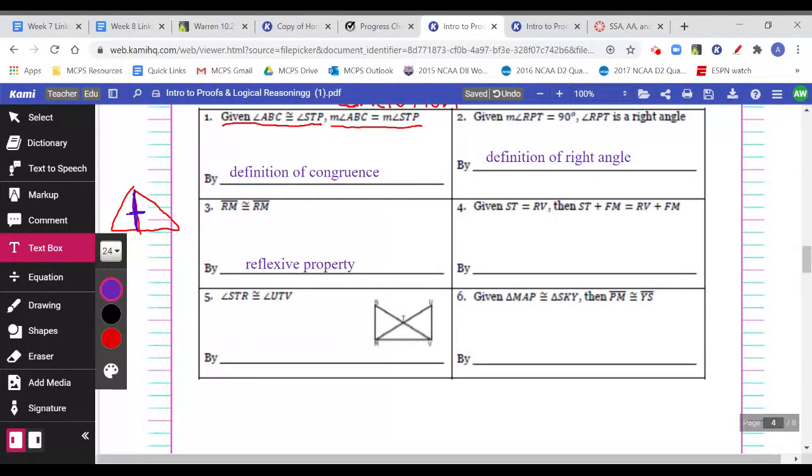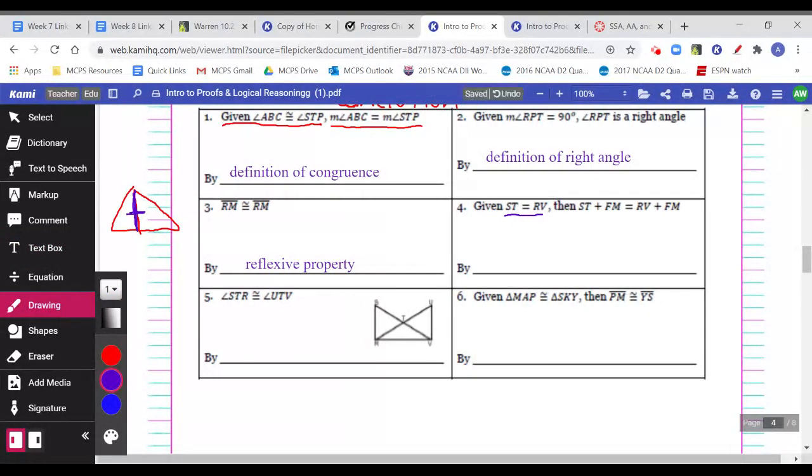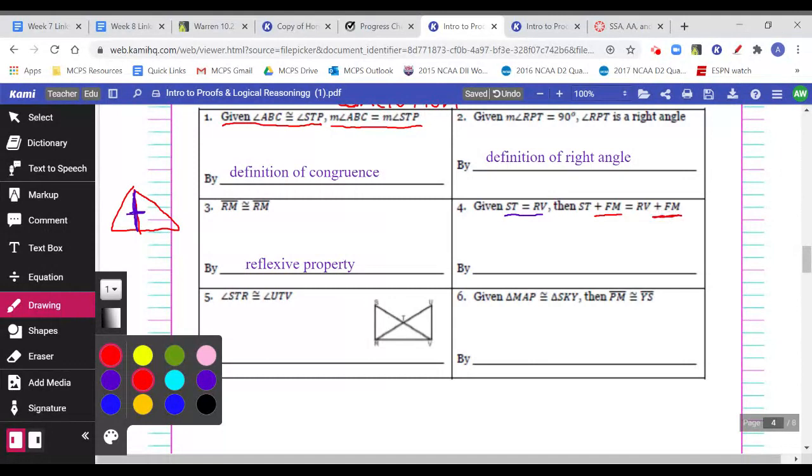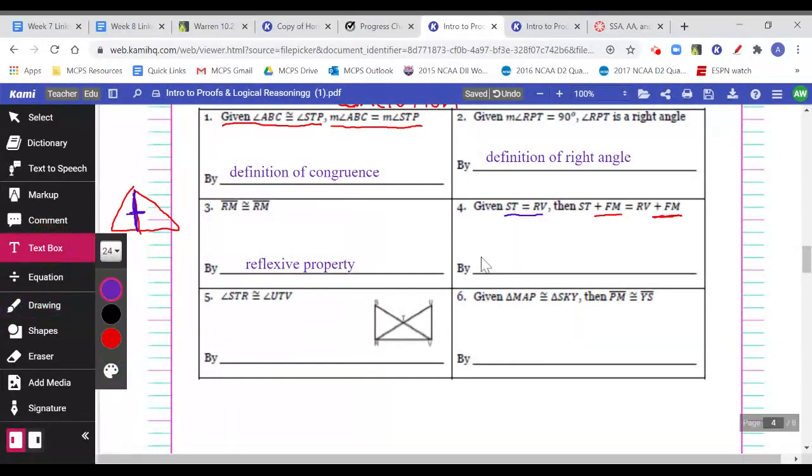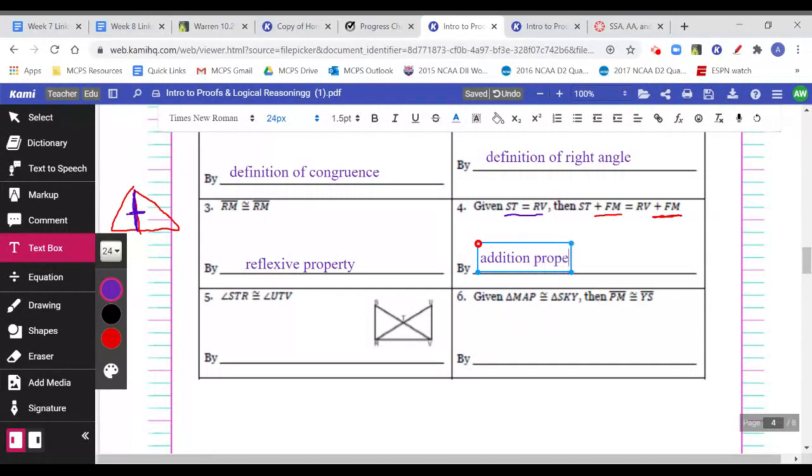Okay. Moving on to number 4. Here we have given ST is equal to RV, then ST plus FM equals RV plus FM. So how am I changing from this original statement to my next one? It appears that I still have ST on the left side of this equation, but I'm also adding FM. And on the right side, I still have RV, but I'm also adding FM. So I can conclude this is true because I took the two sides, I left them the same, but I added the same thing to both sides. This actually goes back to the algebraic properties we were talking about above, which is just saying that if I add something to both sides, it stays the same. And once again, that is called the addition property of equality.